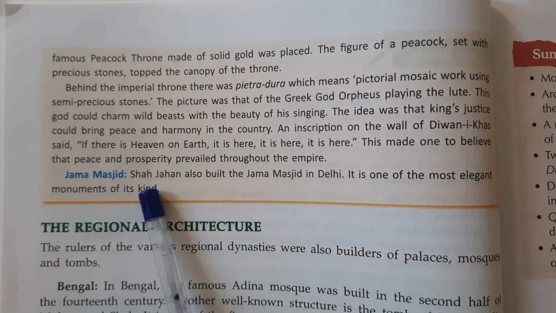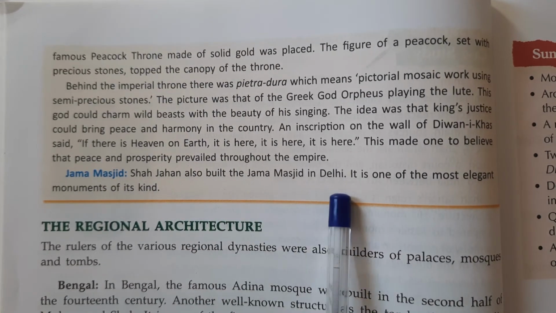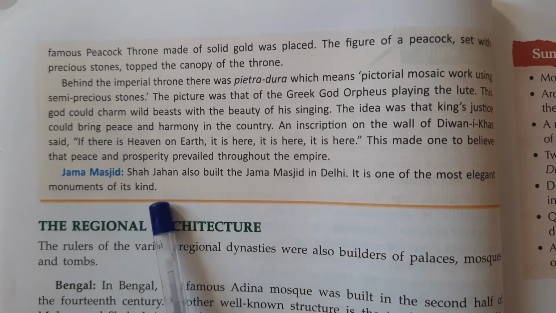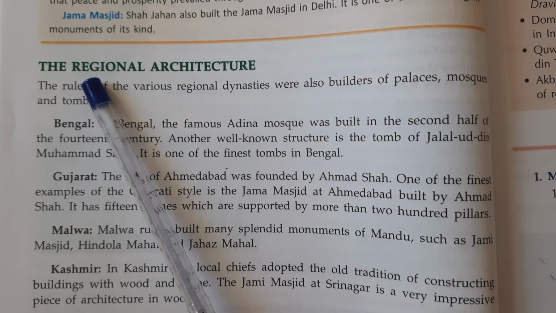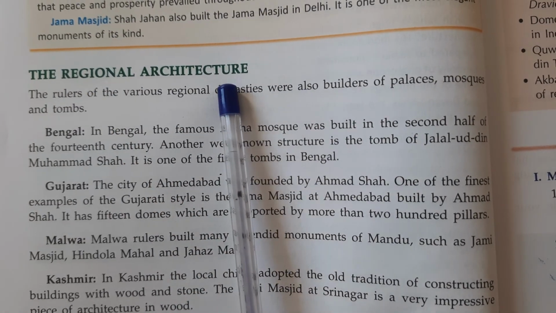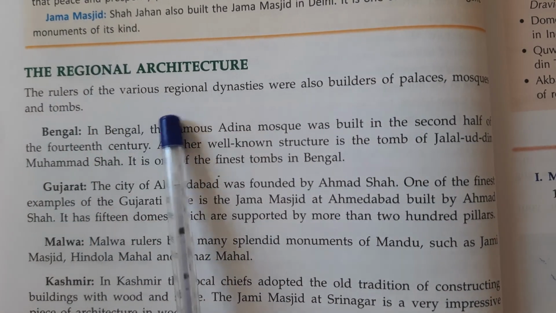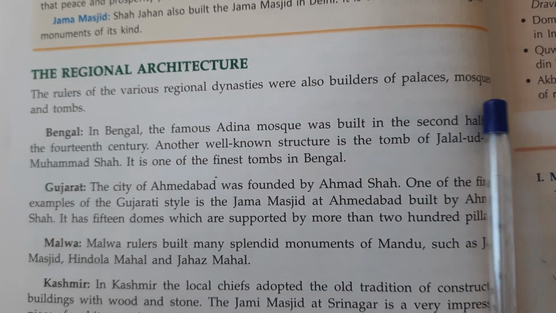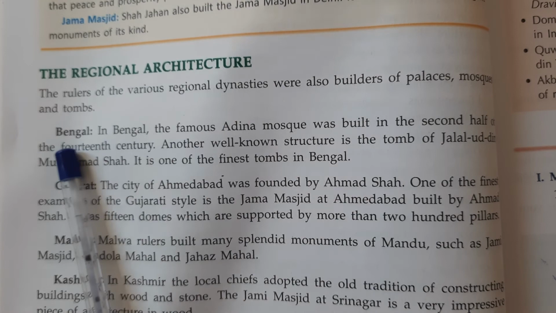Jama Masjid. Shah Jahan also built the Jama Masjid in Delhi. It is one of the most elegant monuments of its kind. The regional architecture. The rulers of the various regional dynasties were also builders of palaces, mosques, and tombs.